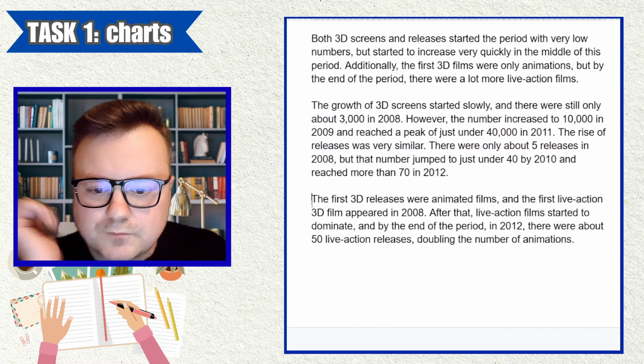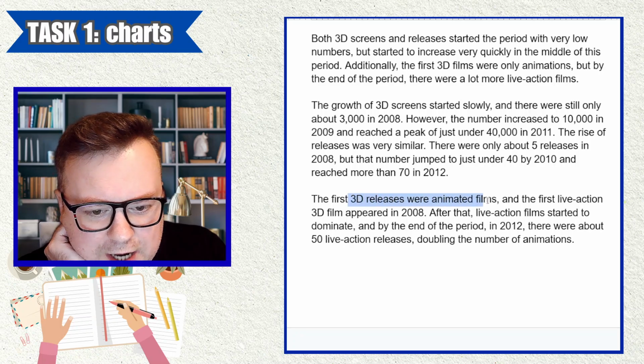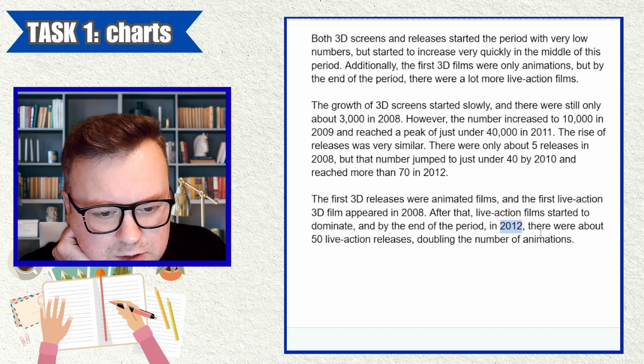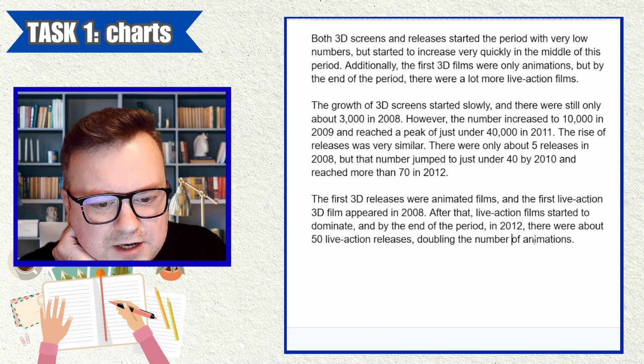The first 3D releases were animated films, and the first live-action 3D film appeared in 2008. After that, live-action films started to dominate, and by the end of the period, in 2012, there were about 50 live-action releases, doubling the number of animations.